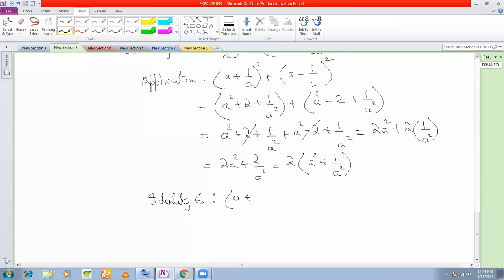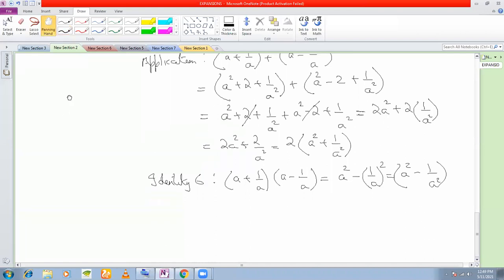(a + 1/a)(a - 1/a) is equal to a square minus 1 by a square. This is simply the (a + b)(a - b) form, so I don't think any application is required for this.